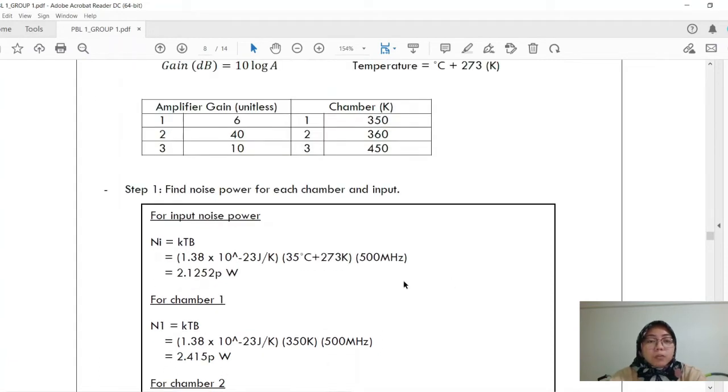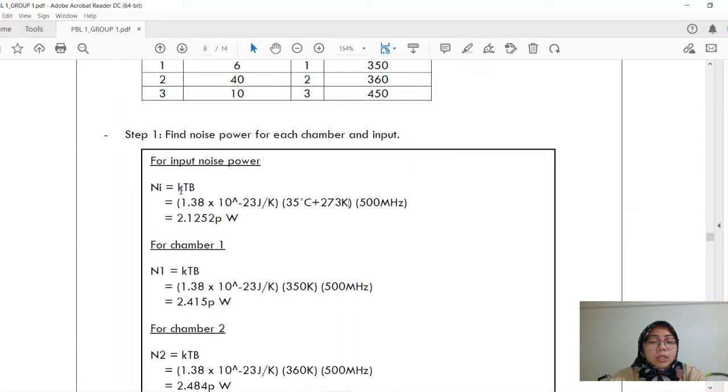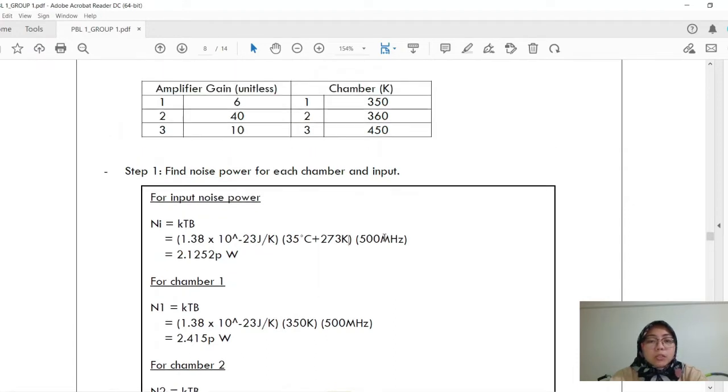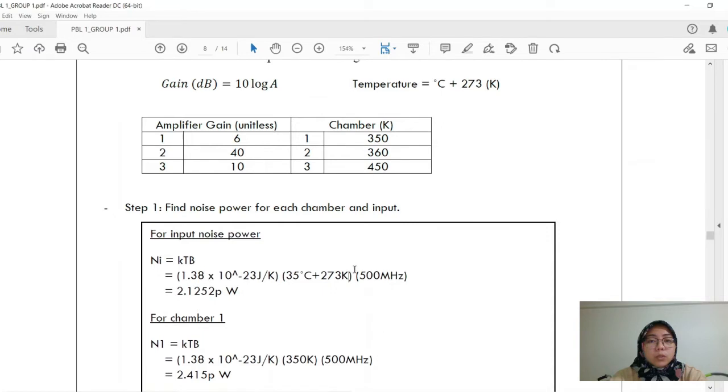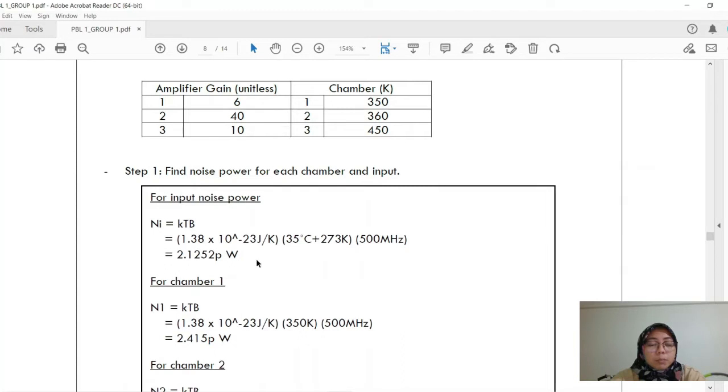For the input noise power, it is equal to KTB, where K is the constant value 1.38 times 10 to the power of negative 23, times the temperature, which we have converted into Kelvin, and the bandwidth. The bandwidth is 500 megahertz, which is given in the instruction. So this is the value for the input noise power.